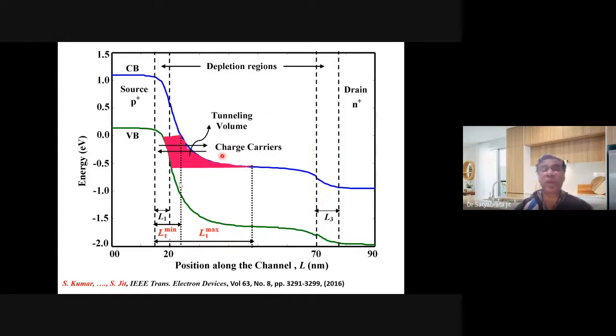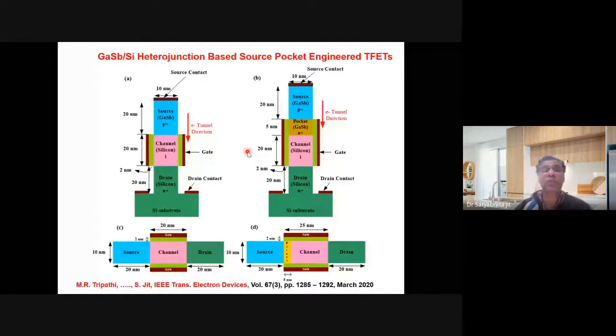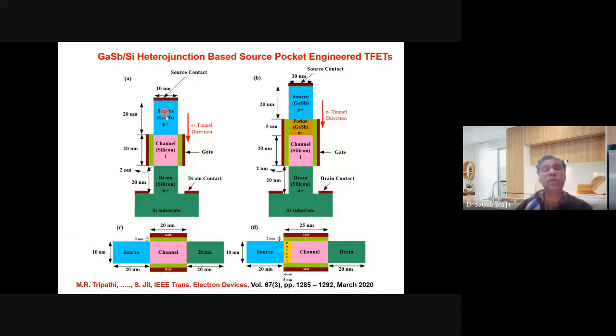Now here this tunneling mechanism is taking place. So this is a vertical T-FET structure. Here the entire T-FET can be grown vertically, and a highly doped region, that is a pocket region, can be introduced, and that can be used to control the characteristics of the vertical T-FET.